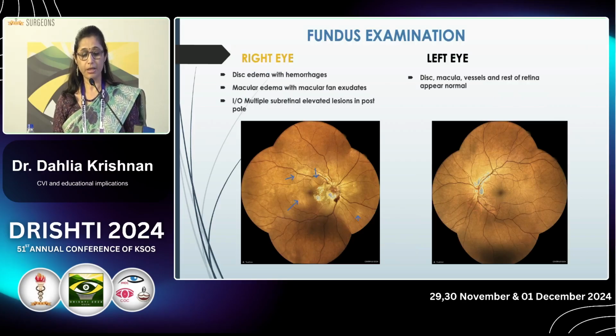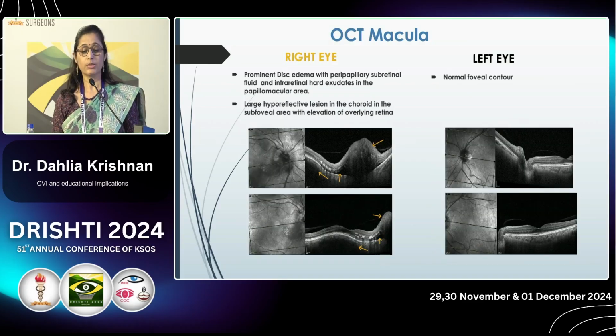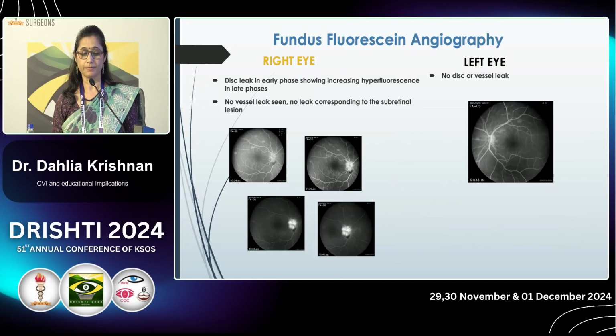There was macular edema with exudates and a macular fan pattern. Indirect ophthalmoscopy revealed multiple subretinal elevated lesions in the posterior pole. Left eye fundus was normal. The OCT macula confirmed the prominent disc edema with peripapillary subretinal fluid and intraretinal hard exudates in the papillomacular area. There was a large hyporeflective lesion in the choroid in the subfoveal area with elevation of the overlying retina. Left eye OCT was normal.